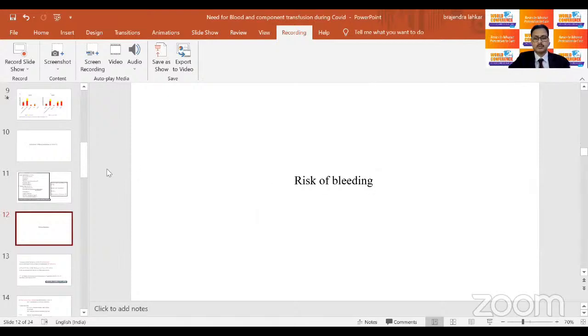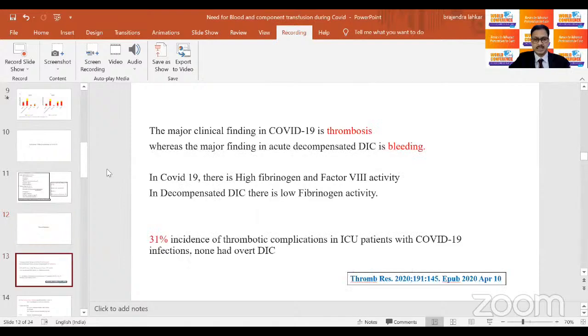If you come to the risk of bleeding, it is less in COVID because we know the major clinical finding in COVID-19 is thrombosis, whereas the major finding in acute decompensated DIC is bleeding. Why? Because there is high fibrinogen and factor VIII activity, and in decompensated DIC there is low fibrinogen activity. So when bleeding happens in COVID patients, DIC may happen, but we cannot label it as decompensated DIC. There was a 31% increase in the incidence of thrombotic complications in ICU patients with COVID-19, and none had actually overt DIC.